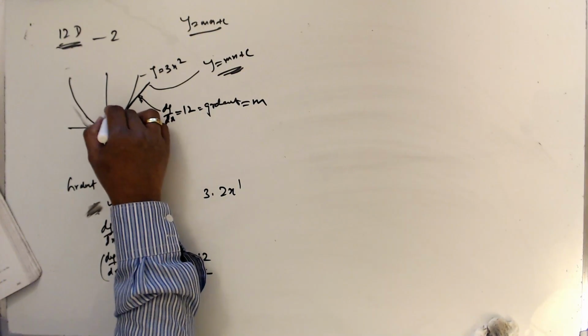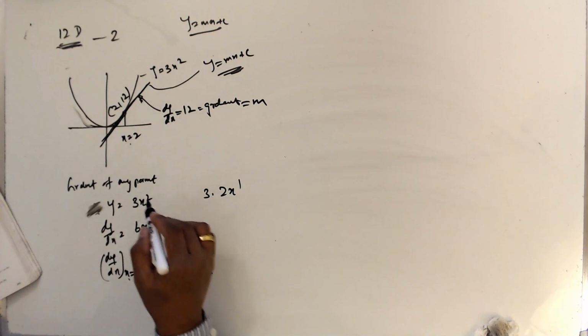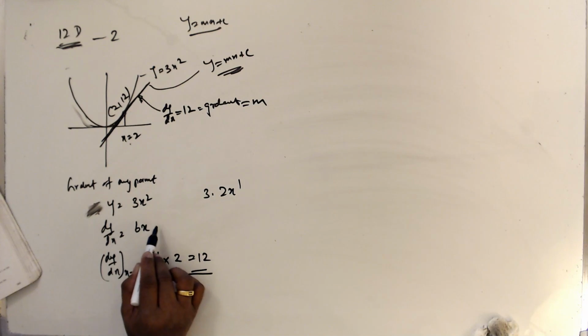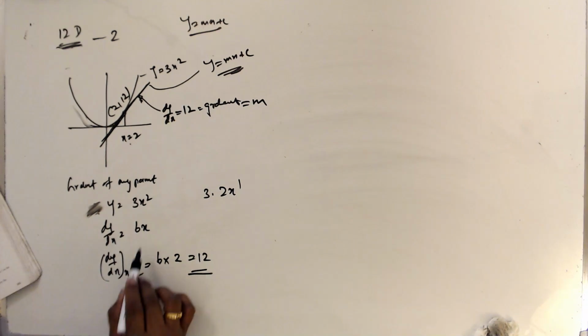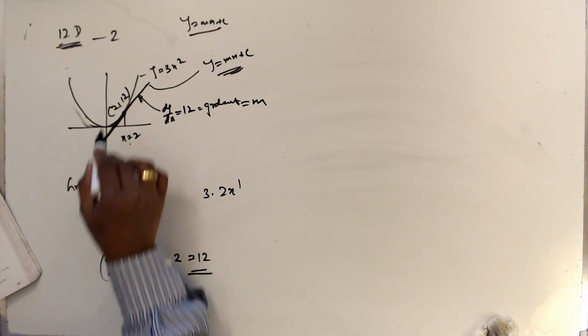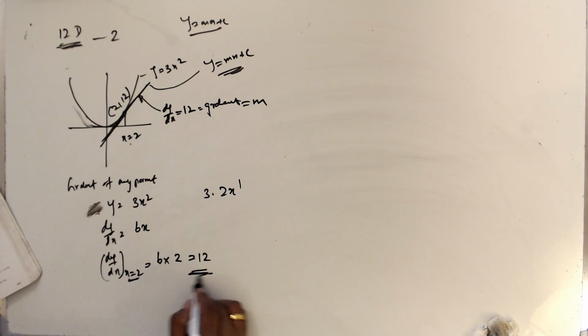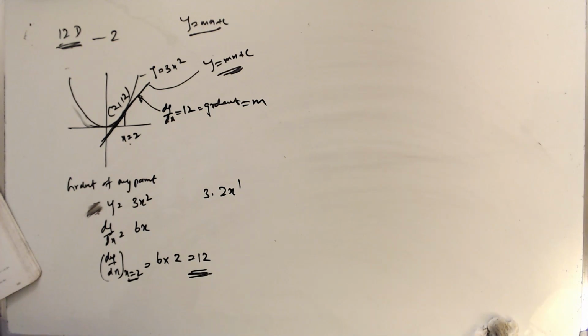So this point is (2, 12). Here there is no y term, only the x term is left. So we only need x equal to 2 from here; we don't need 12. So the answer is 12.